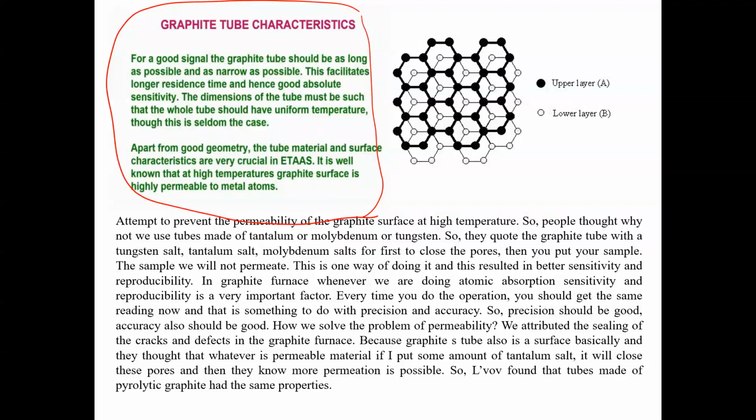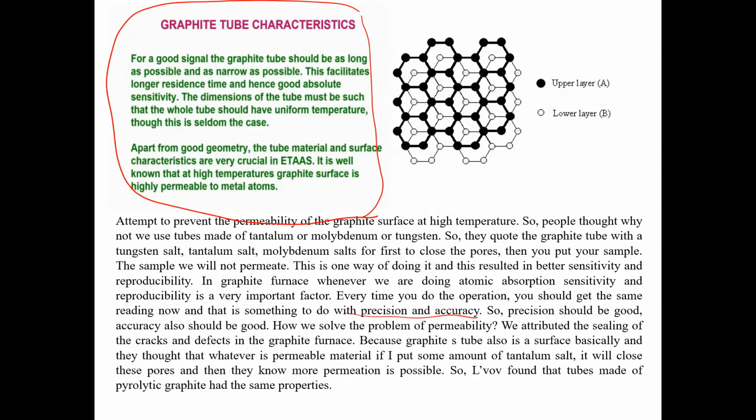This is one way of doing it, and it resulted in better sensitivity and reproducibility. In the graphite furnace, whenever we are doing atomic absorption, sensitivity and reproducibility are very important factors. Every time you do this operation, you should get the same reading, and that has to do with the precision and accuracy that is required in every technique, right? So how do we solve the problem of permeability?